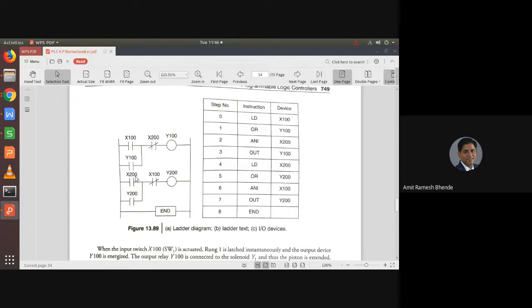सिमिलरली रिट्रैक्शन मोशन के लिए x200 जो है ये नॉर्मली ओपन है और x100 ये नॉर्मली क्लोज्ड है, और x200 के साथ y200 लगाया है, क्योंकि जो सेकेंड वाला स्विच है वो रिट्रैक्शन के लिए है। इसका मतलब अगर स्विच 2 किसी ने प्रेस किया तो रिट्रैक्शन मोशन मिलना चाहिए, यानी जो सेकेंड सोलेनोइड वॉल्व है वो एनर्जाइज होना चाहिए, जिसकी वजह से आपको रिट्रैक्शन मोशन मिले। तो इस सेकेंड वाले रंग में भी x200 नॉर्मली ओपन है, x100 नॉर्मली क्लोज्ड है, और यहाँ पे आउटपुट में y200 मिल रहा है, और इसको लैच भी किया है। ओके, so this is the ladder programming which is required for this kind of application.